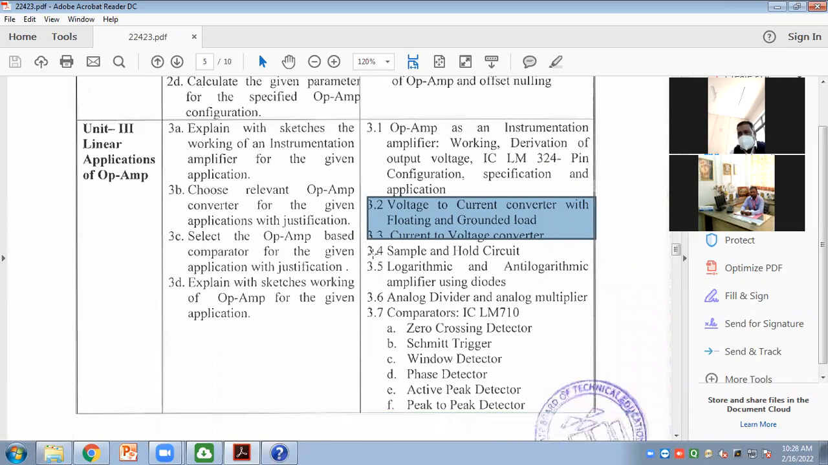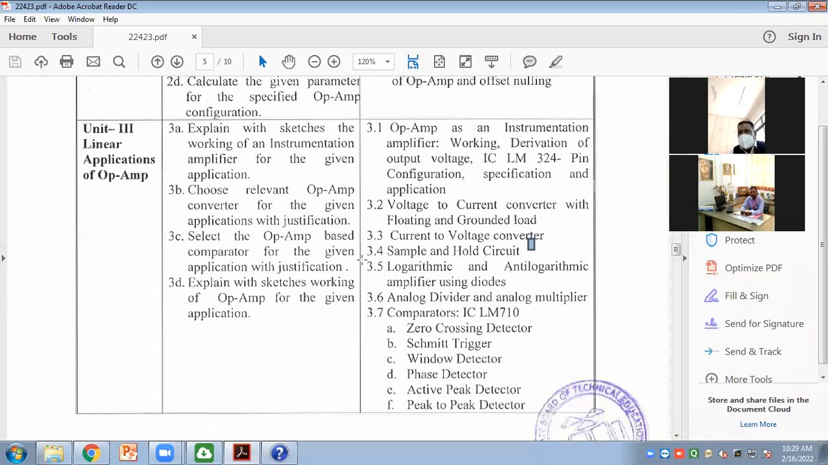Then the next point we are going to see is the sample and hold circuit. By using linear integrated circuits, we are going to design the circuit so that the signal will wait for a particular duration. It will hold the signal. Also, it will be used for sampling purposes, and also for holding purposes.